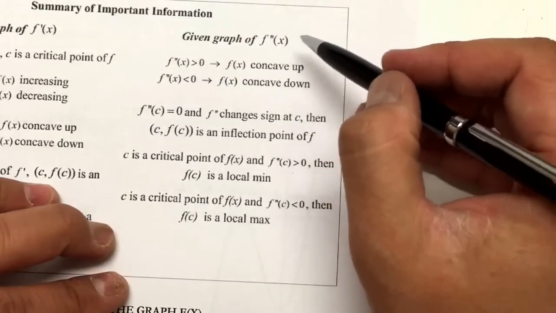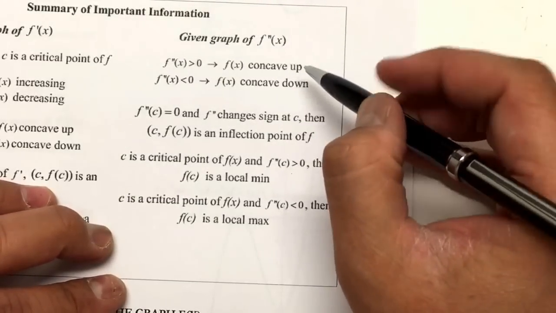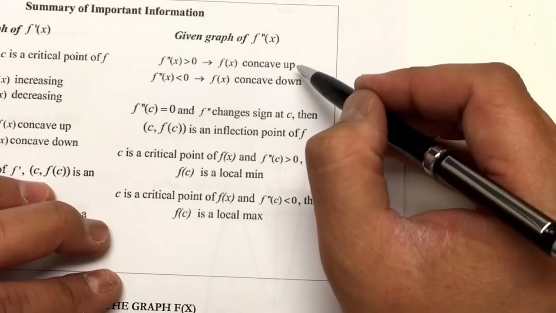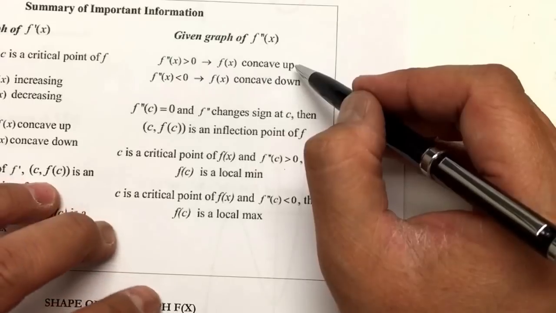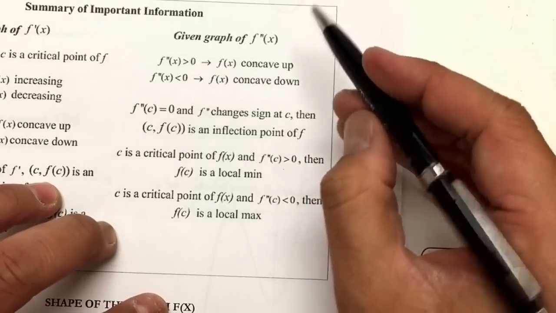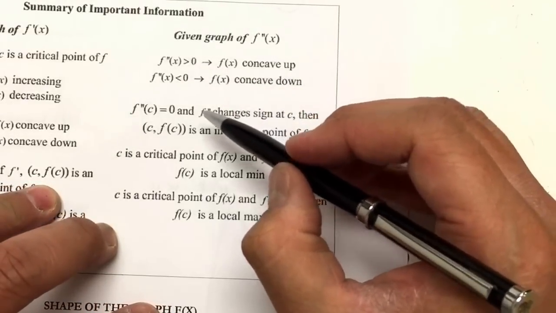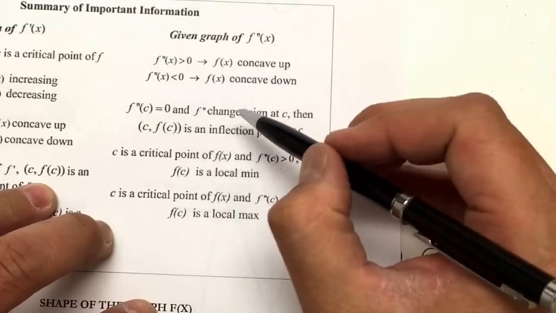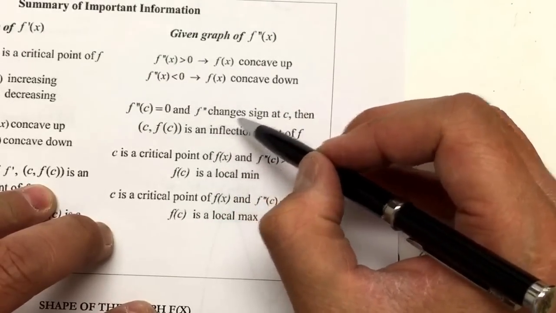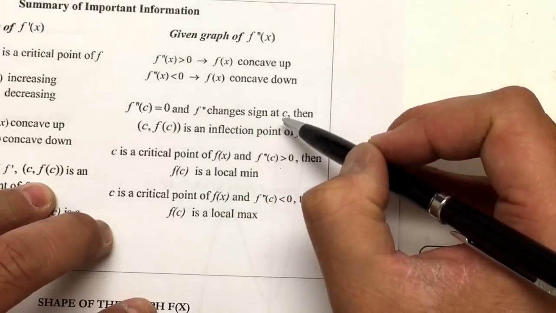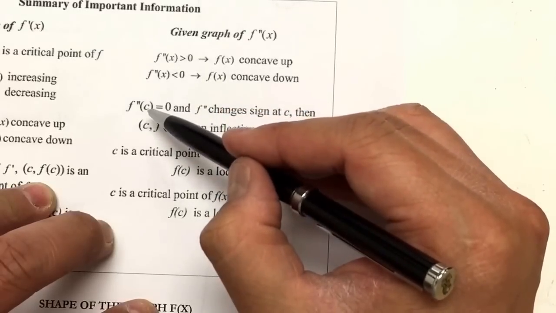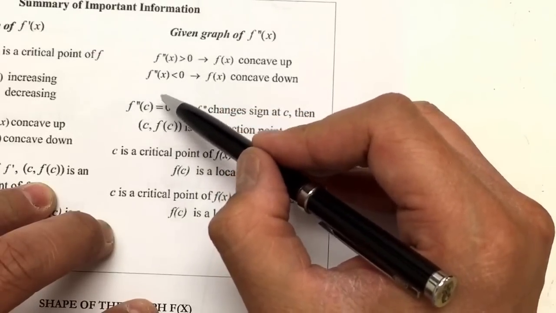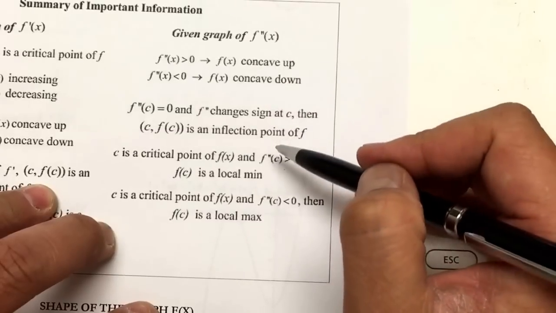The second derivative of the function tells us about the concavity of the graph, whether it's concaving up or concaving down. And we know that if the second derivative changes sign at the location where it equals 0, then that is an inflection point.